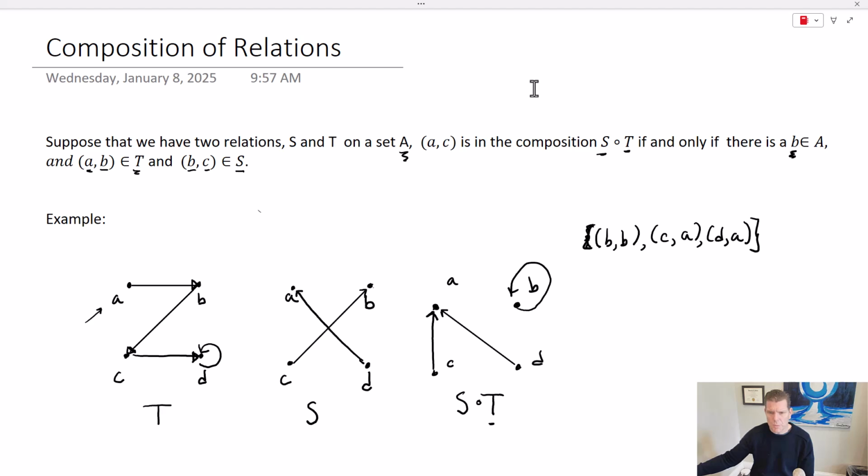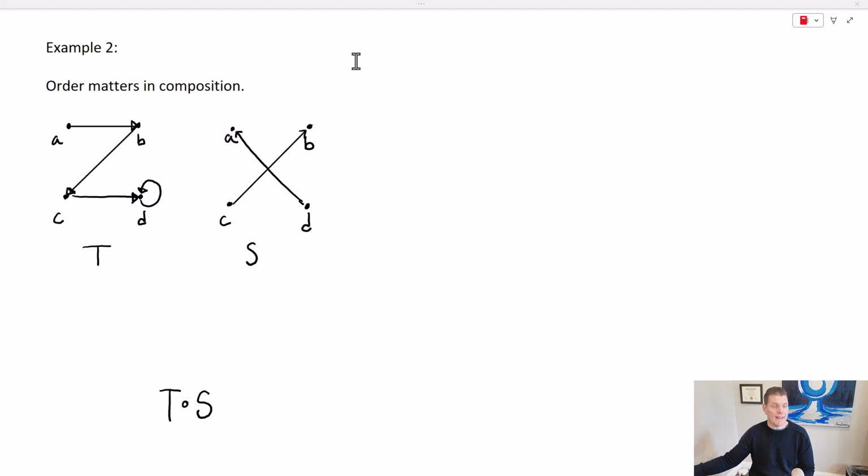Notice here as well that we have nothing coming out of A any longer, and we have nothing going into C and nothing going into D. So things have actually changed pretty dramatically when we look at the composition of these two relations. Let's take a look at the same set of relations, but now let's switch the order.